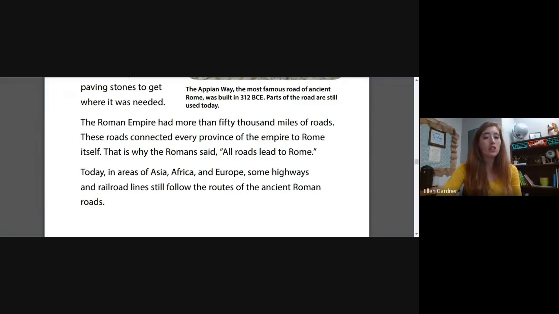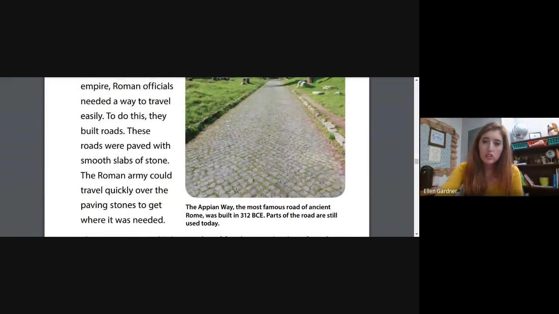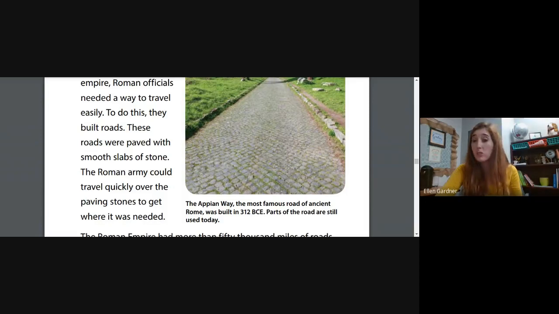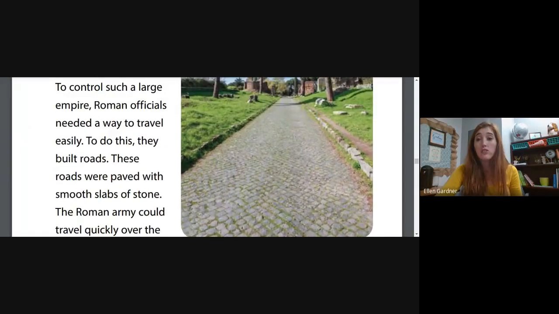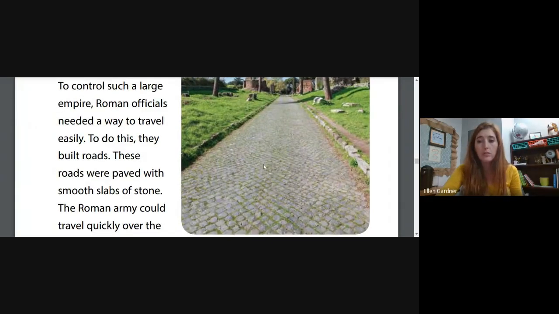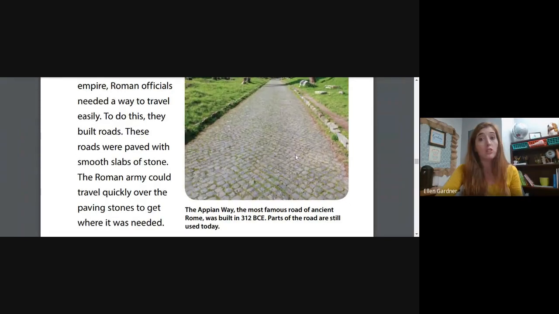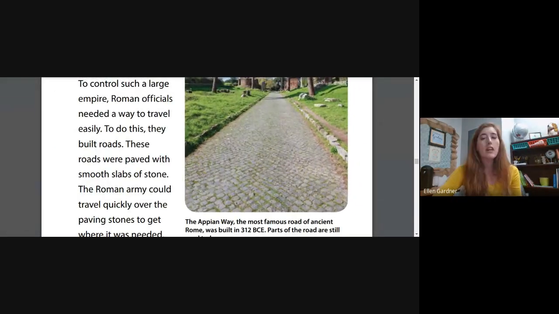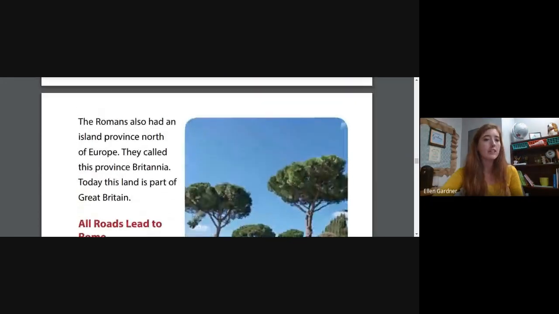Today, in areas of Asia, Africa, and Europe, some highways and railroad lines still follow the old routes of the ancient Roman roads. So this shows the Appian Way, the most famous road of ancient Rome, built in 312 BCE. Parts of the road are still used today. 312 BCE, so over 2,000 years, this road has still been around, at least in parts of it. And then in other parts, even if the old stones are not there, they've still used where the road would have been for new roads to connect parts of Europe. So really fascinating.